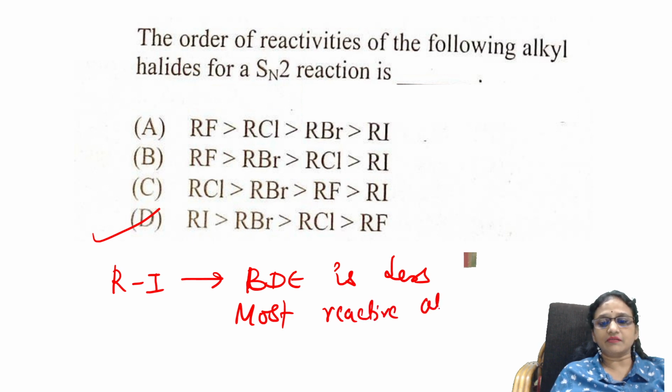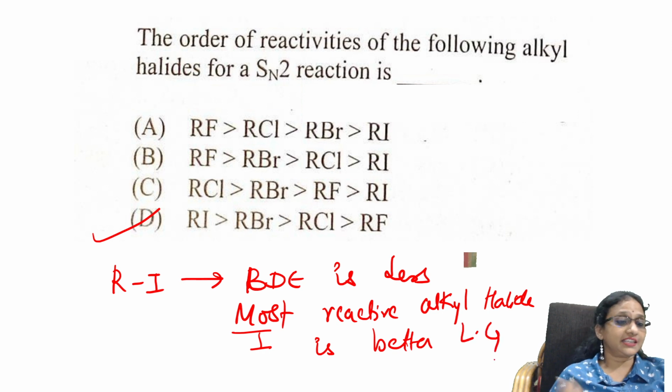Reactive alkyl halide. Why? Because iodine is large in size, so iodine is a better leaving group. That's why it easily reacts. The correct order is this.